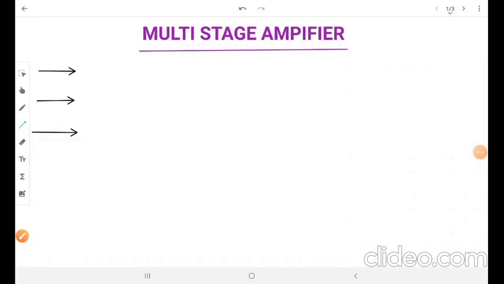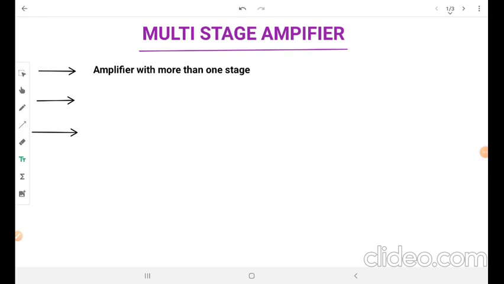Hi all. Now we are going to discuss multi-stage amplifiers. What is meant by multi-stage amplifier? As the name indicates, it means more than one stage. So we can define a multi-stage amplifier as an amplifier that produces voltage, current and power gain through the use of more than one stage. That is a multi-stage amplifier, an amplifier with more than one stage.